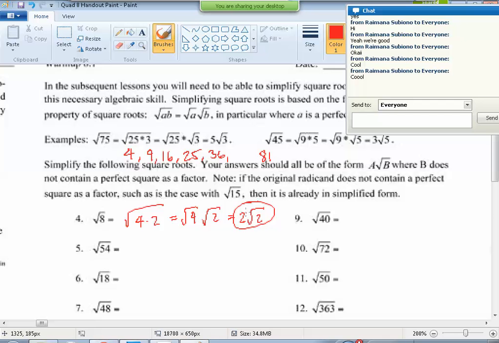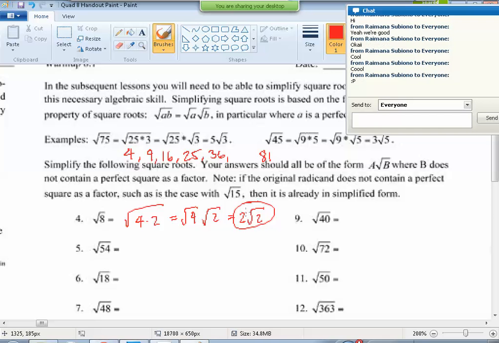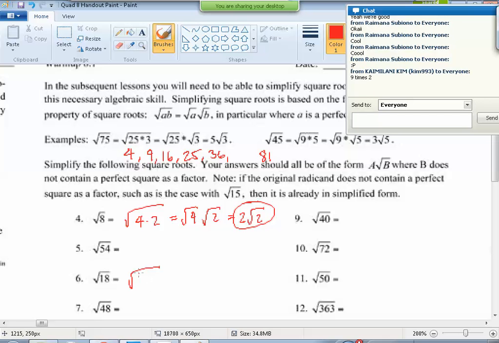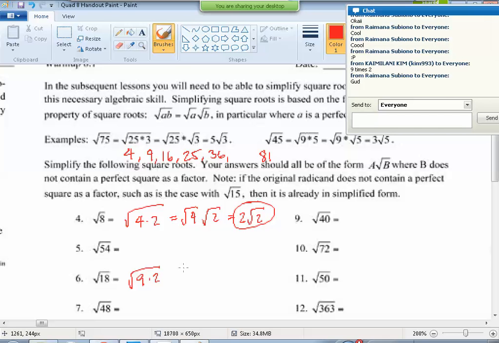Cool. Let's choose. How about the square root of 18? What two numbers multiply to 18? And one of those numbers should be a perfect square. 9 and 2. Good. Are we cool? We're not adding, we're not multiplying and then adding. All right. So what's the square root of 9? 3. So I can pull that out and this becomes 3 square root 2. Are we cool?